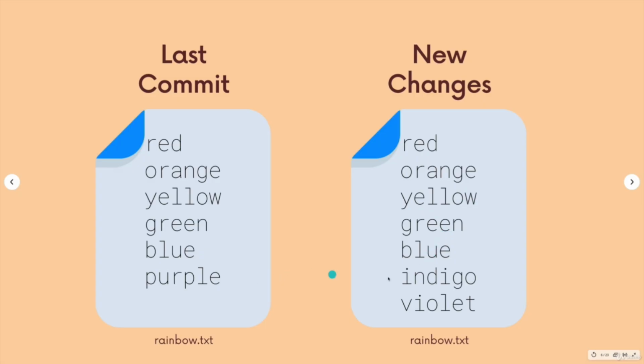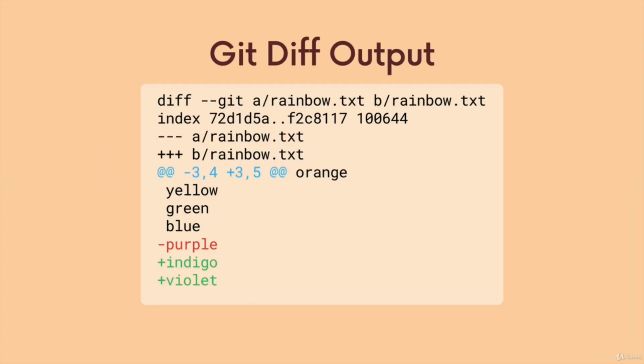We changed the same file so that purple is gone. We deleted that, and we added indigo and violet. So when I run the git diff command, and again, I'll walk through doing that in the different variations, I'll get an output that looks something like this. So there's a lot of stuff going on, even just for that tiny little bit of a change. Hopefully you can see, right? We see purple in red with a minus sign, indigo and violet in green with a plus sign.